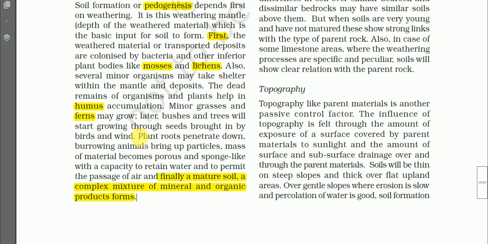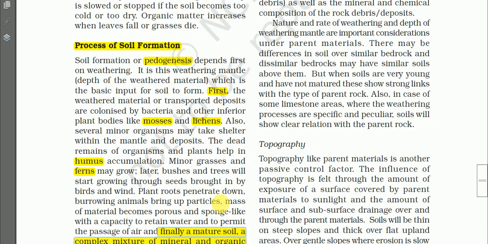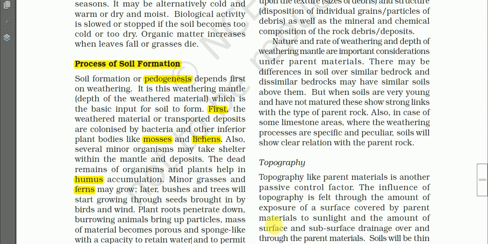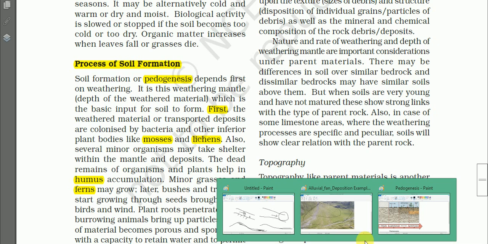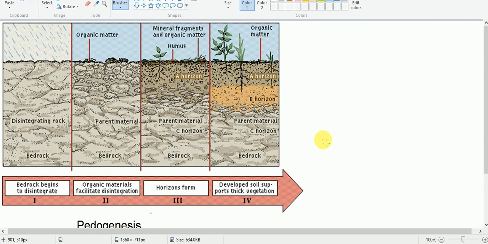About this action of plant roots, we have also discussed earlier. Plant roots will penetrate into the soil, and because of that, the soil and the rocks will be loosened. Burrowing animals also will bring up particles from underground to the surface. Because of burrowing animals, holes will be formed in the rocks or in the soil, and those holes in the soil will retain water. So in this way, ultimately a mature soil will be formed, and this process of soil formation can be described in this way also.